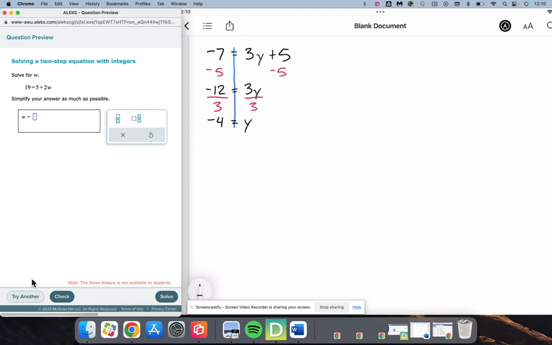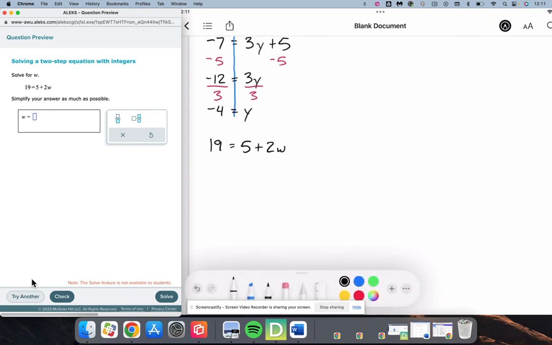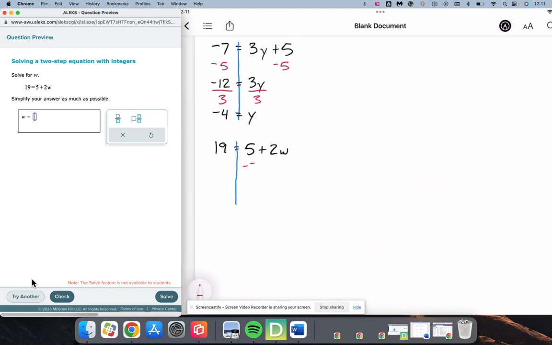All right, 19 is equal to 5 plus 2w. Now again, I could divide by 2 here, but it's just going to create a bunch of fractions. I don't want to do that. I very much would prefer to get the variable by itself first on one side. So I see a positive 5, I'm going to subtract 5.